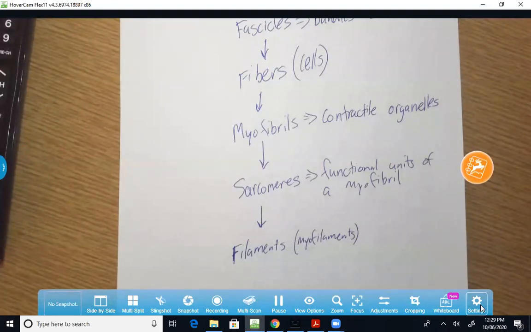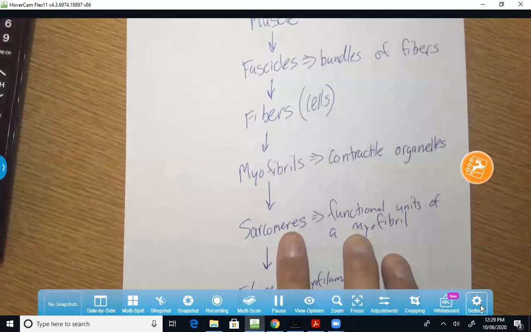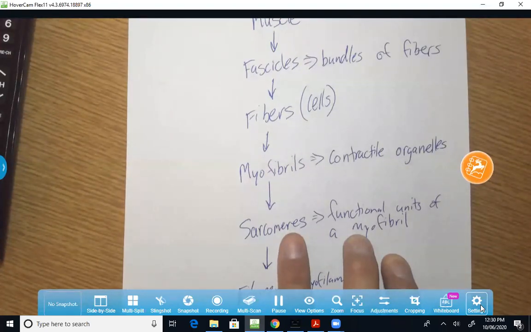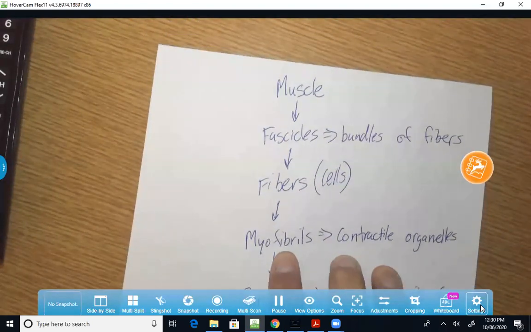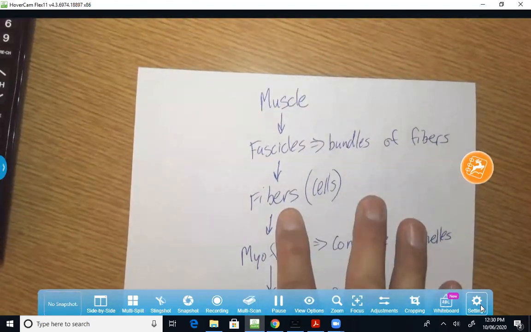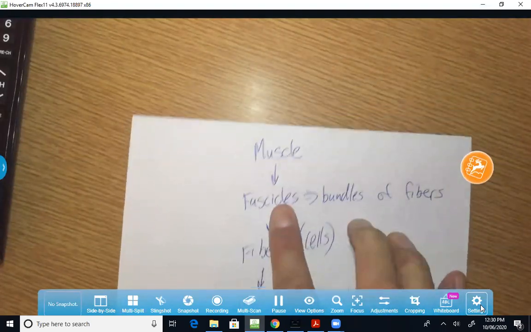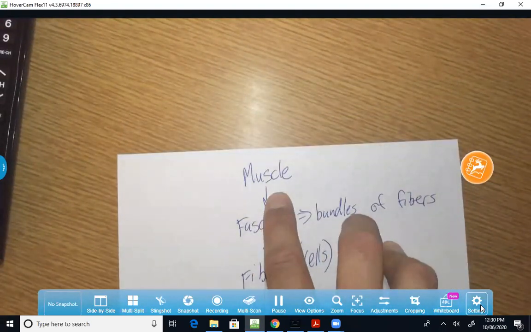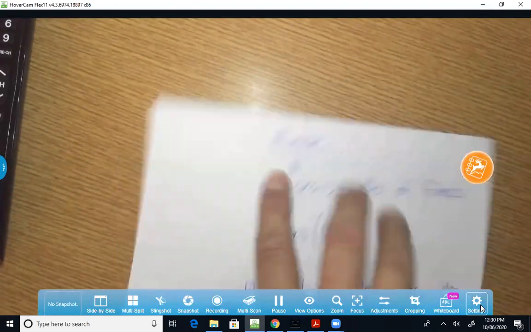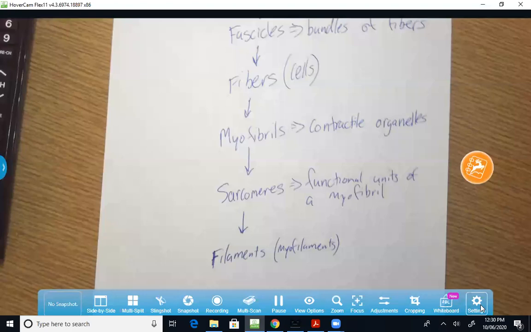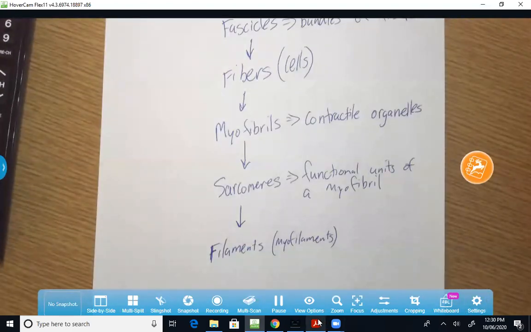And the myofilaments, or filaments, are what participate in the contraction, ultimately shortening a sarcomere or sarcomeres, which cause the myofibrils to shorten, which cause the fibers to shorten, causing the fascicles to shorten, which means what happens to the entire muscle? Not a trick question. They shorten as well, or it shortens as well.